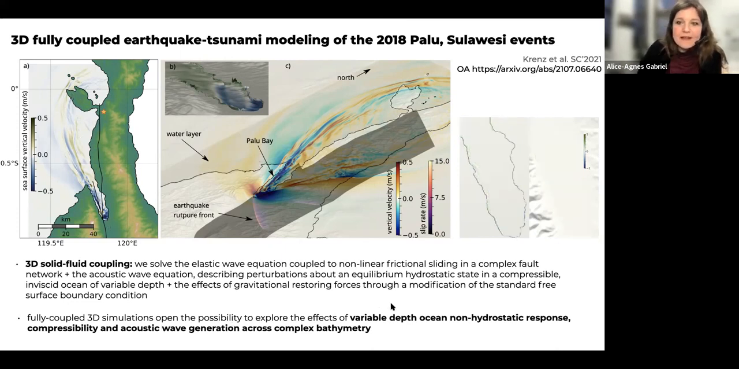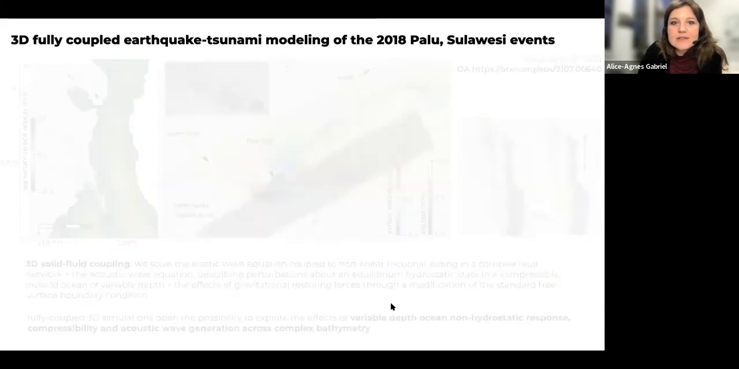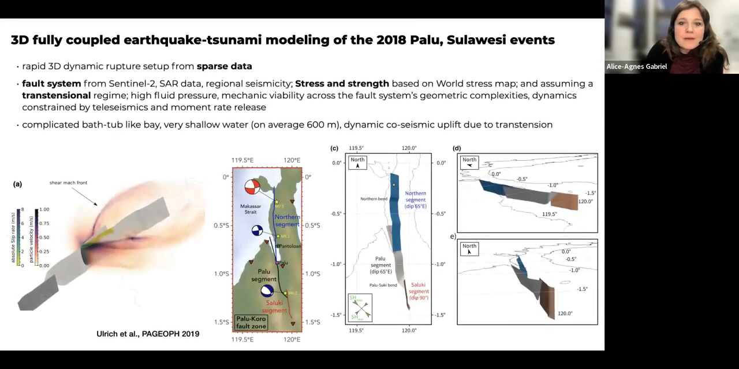Okay, and I should walk you through that. This is the earthquake model, so that was published earlier. One of the key points is that we've been showing that co-seismic uplift can also have a crucial impact on the local tsunami caused by strike slip movement along this geometrically complex fault system that also includes some normal faulting, combined with this complicated bathtub-like geometry.